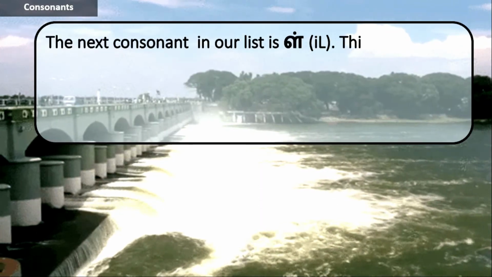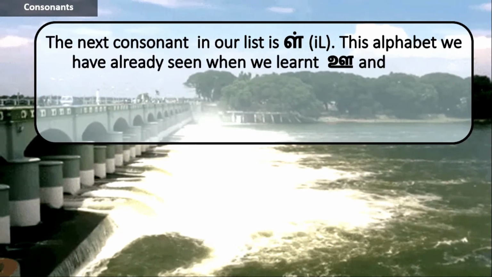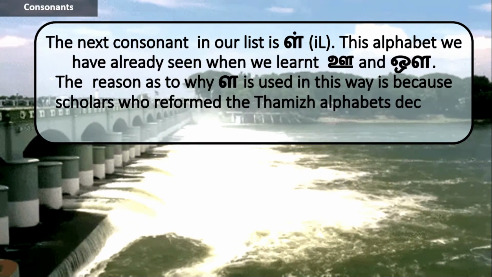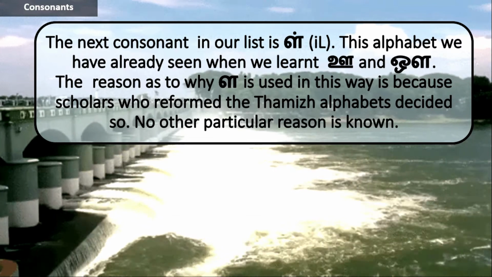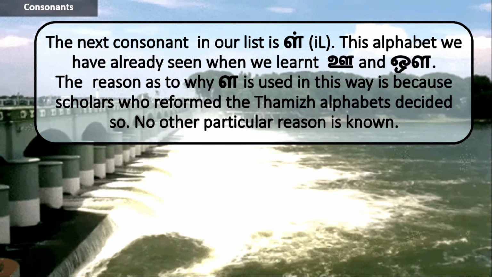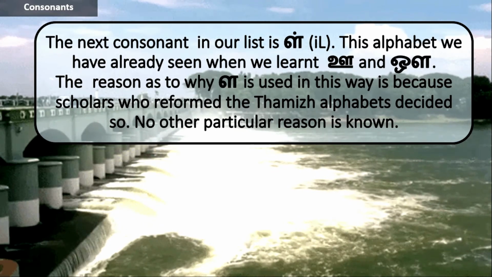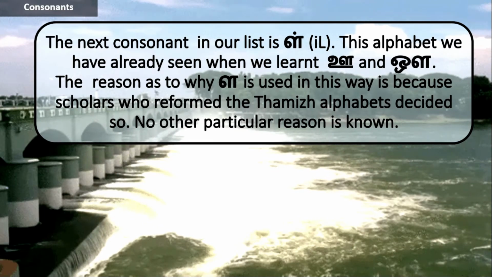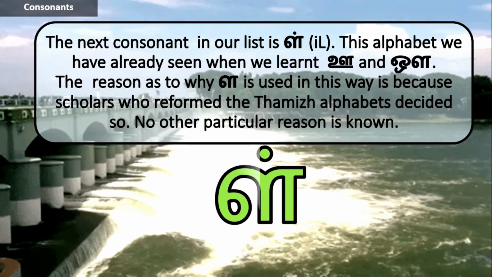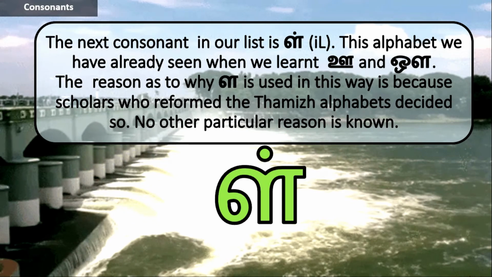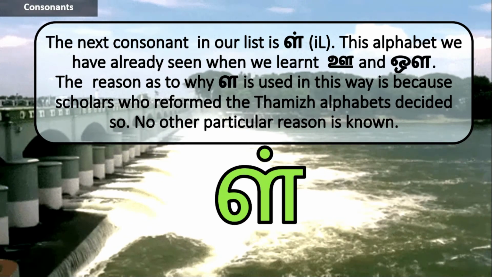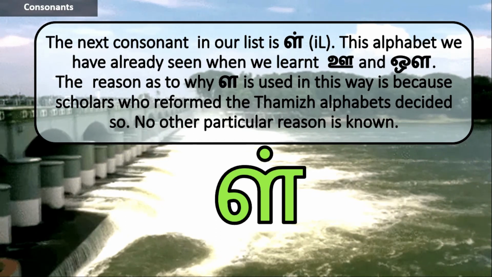The next consonant in our list is il. This alphabet we have already seen when we learnt u and au. The reason as to why la is used in this way is because scholars who reformed the Tamil alphabets decided so. No other particular reason is known. If anyone of you know the reason for using this la here, please drop in a message.